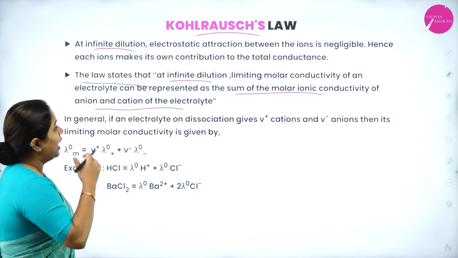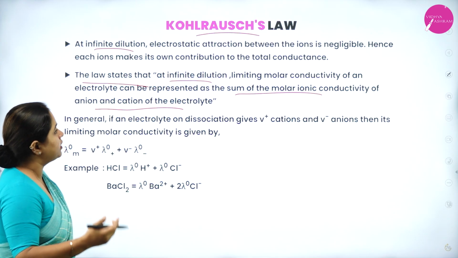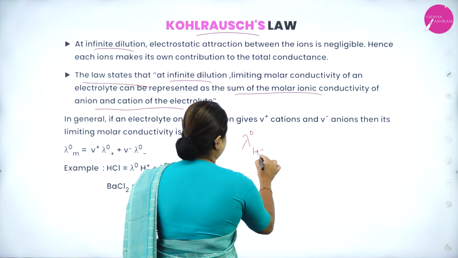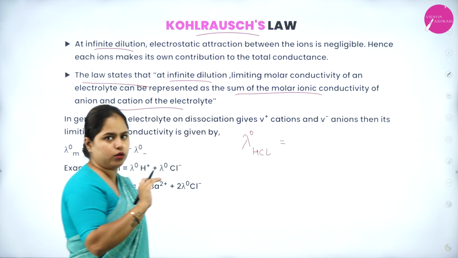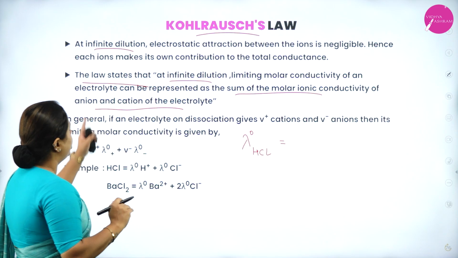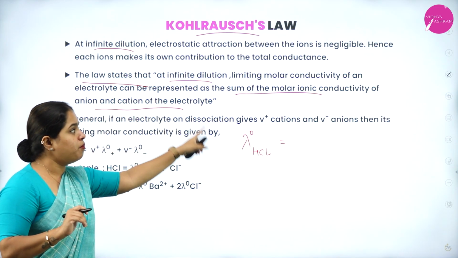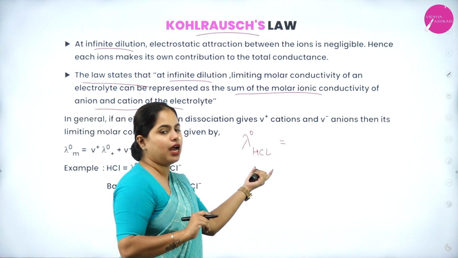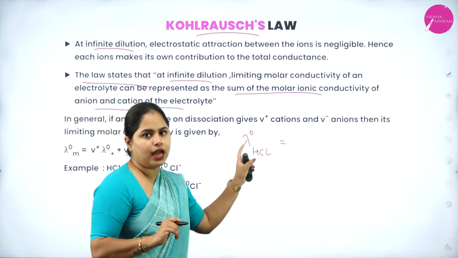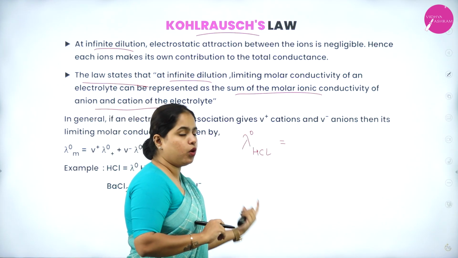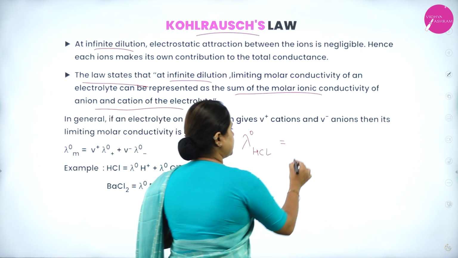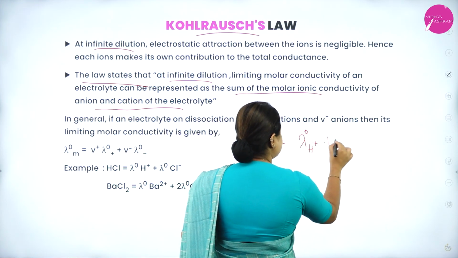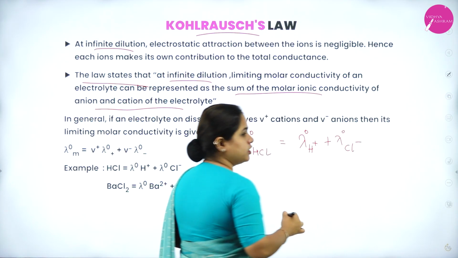So, let me take the example of HCl. The limiting molar conductivity of an electrolyte at infinite dilution, when the concentration is almost equal to 0, can be represented as the sum of molar ionic conductivity of anion and cation of the electrolyte. So, which is the anion and cation of the electrolyte? H plus and Cl minus. So, the limiting molar conductivity of the electrolyte can be represented as the limiting molar conductivity of H plus plus limiting molar conductivity of Cl minus. I hope it is clear.